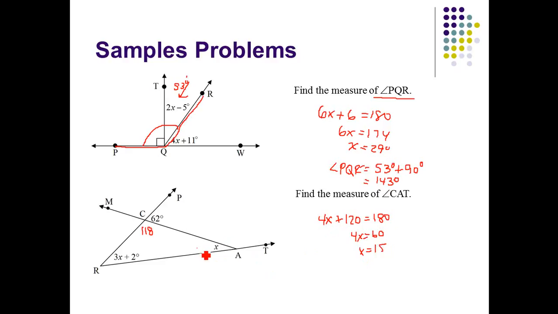Once you know that x equals 15, these two angles have to add up to 180. So therefore, angle CAT would have to be 165 degrees. For these kinds of problems, you're not going to have to go through and give all your reasons, but you have to be able to think your way through it. You have to know what the reason is in your head.